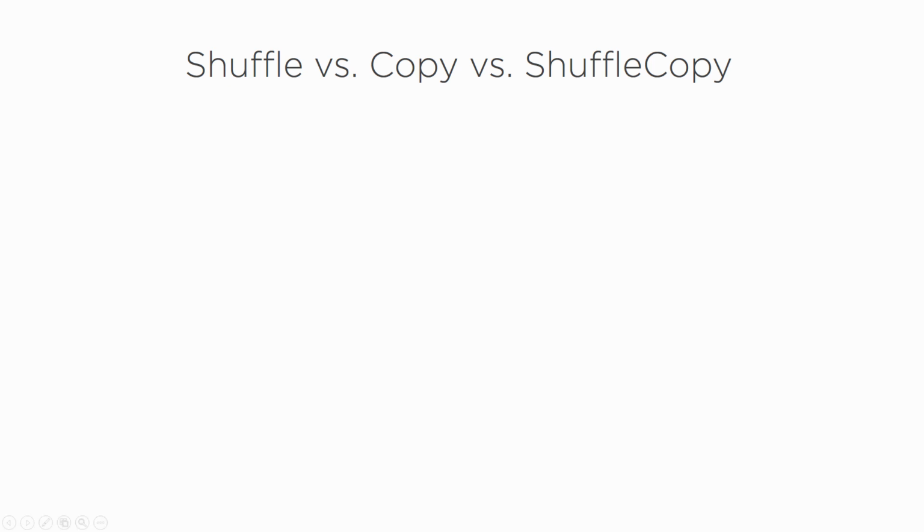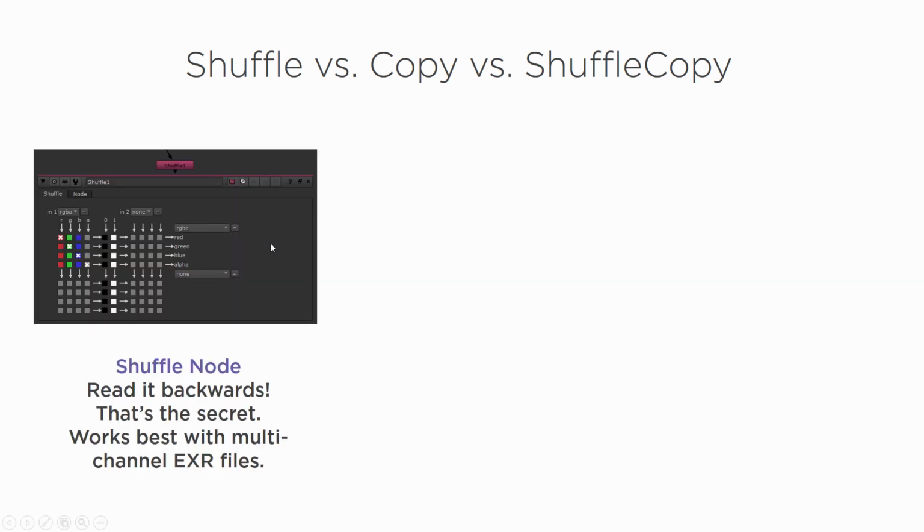So the shuffle node looks a little like this. This is what the actual shuffle node looks like. It just has one input. And then here's a little screenshot of what the actual interface of the shuffle node looks like. Now this is a little bit different from what a lot of people are used to working with, all these little boxes and things like that. But the key to being able to use it is to read it backwards.